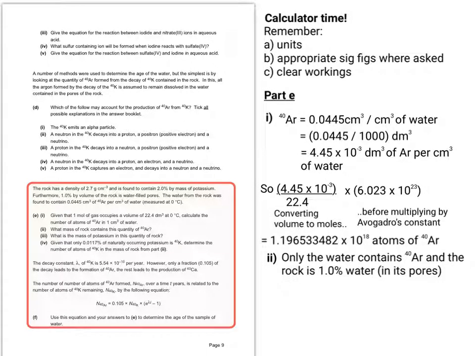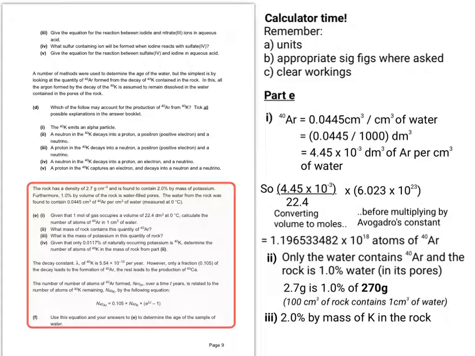So only the water contains the argon-40, and the rock is 1% water, which is contained in the pores. So working on the assumption that 100 centimetres cubed of rock contains 1 centimetre cubed of water, 2.7 grams is 1% of 270 grams. So it's that amount of rock that contains this amount of argon. So there's 2% by mass of potassium in the rock. So that would give us 5.4 grams of potassium.